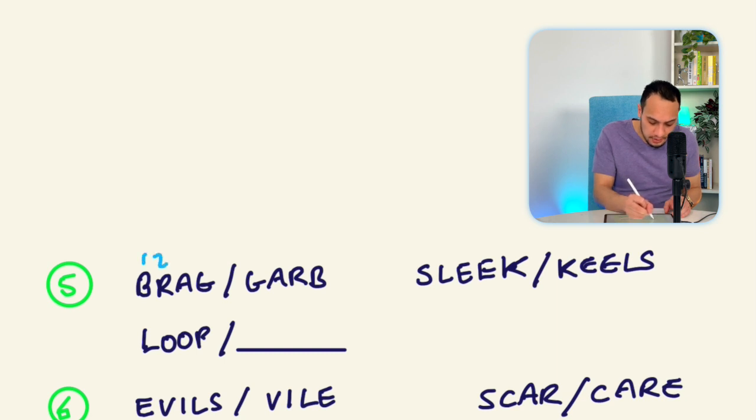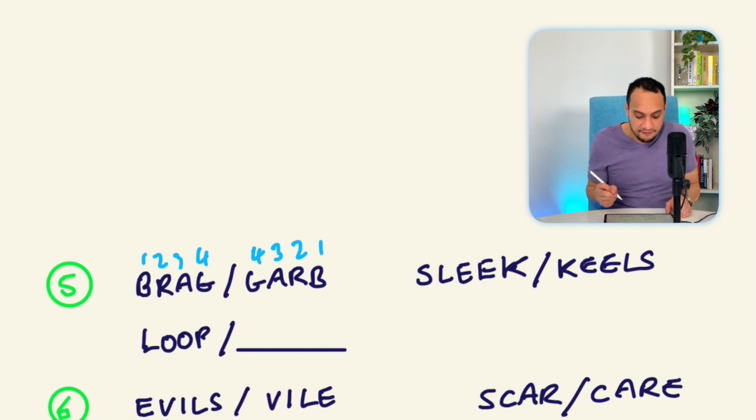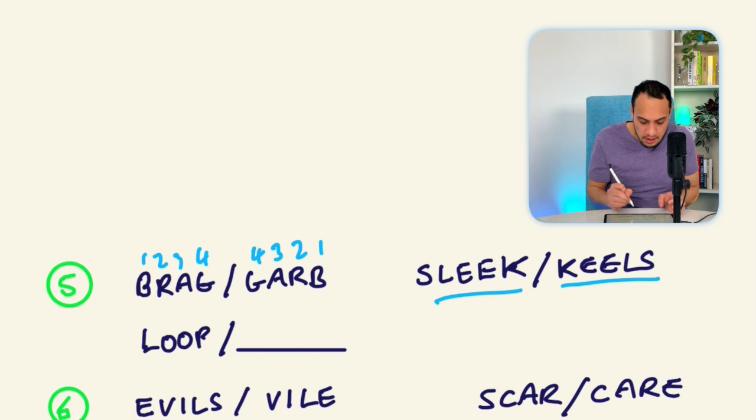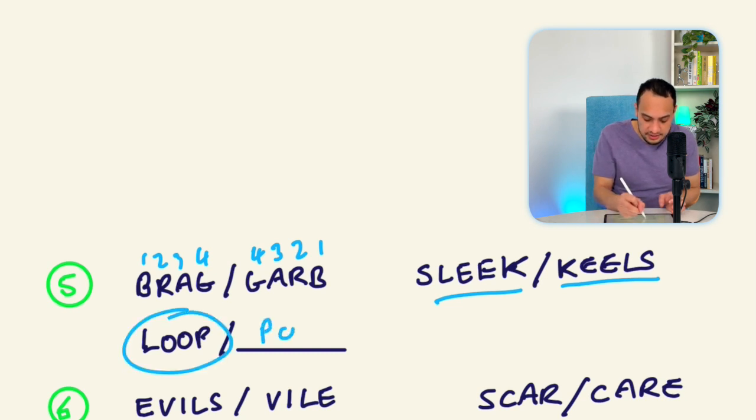So if I were to number these, you can see the G moves to the front, the A comes second, the R comes third, and then the B comes at the end like that. So you can see we've switched every single letter around in reverse order. So we've got sleek, and then keels, and then we've got loop, and you can see if I were to follow that same logic, we'll get pool.